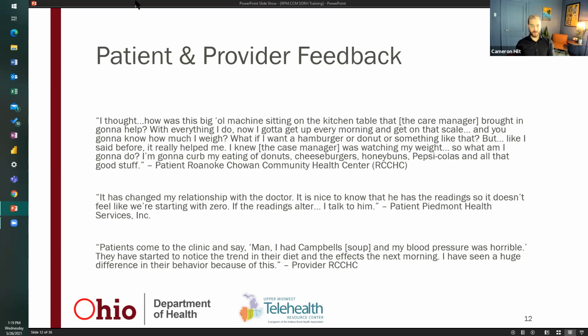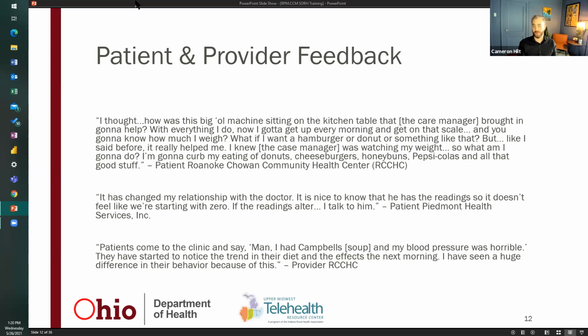I'm not going to read this verbatim, but essentially this first quote is talking about how having the data from an RPM program that was sending all of their data to a care manager really helped them understand how a donut or a hamburger ultimately impacted their health. It helped create an additional layer of accountability, as well as improving that patient's education of their condition and how their decisions ultimately impacted their health. So it really can have some positive behavior change that can come from utilizing those two services together.